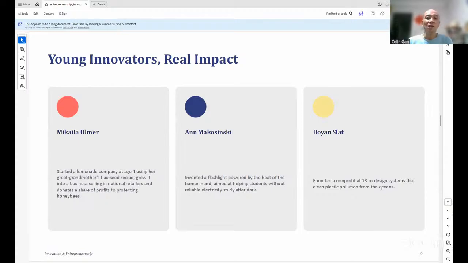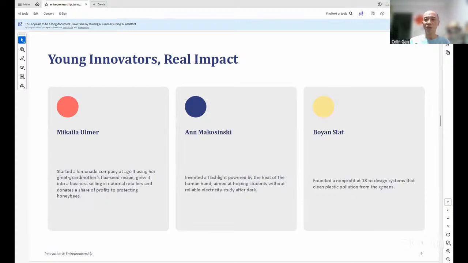So the second person we want to look at is a person called Anne Makosinski. She invented a flashlight powered by the heat of the human hand. It's aimed at helping students without reliable electricity study after dark. That may be very useful in countries in Africa where you don't have a very reliable electrical supply.